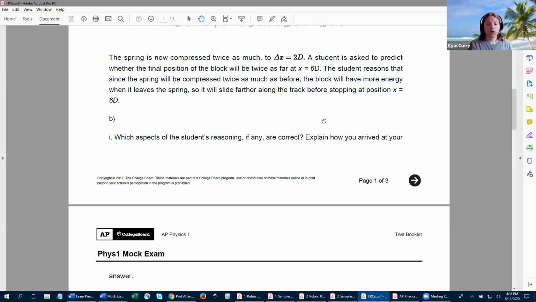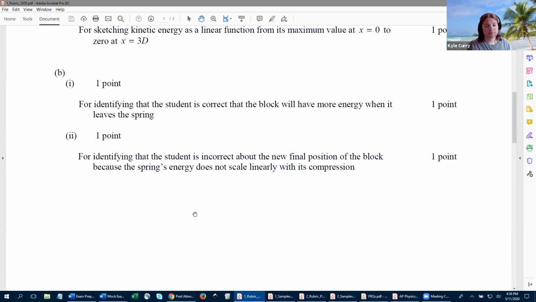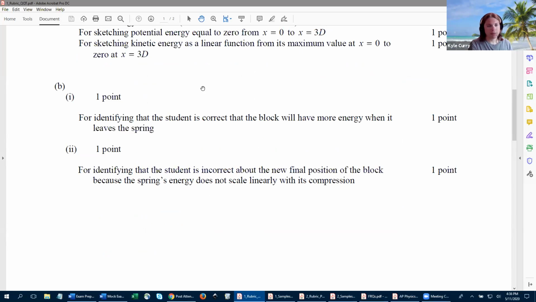We're looking for correct reasoning here. So part B is only worth 2 points. Together, there's BI and BII, worth 2 points. So BI, your first point, comes from identifying that the student is correct that the block will have more energy when it leaves the spring. That should make sense. We've compressed the spring twice the distance, and because of that, there should be more energy stored in the spring once we let the block go and be released from rest.